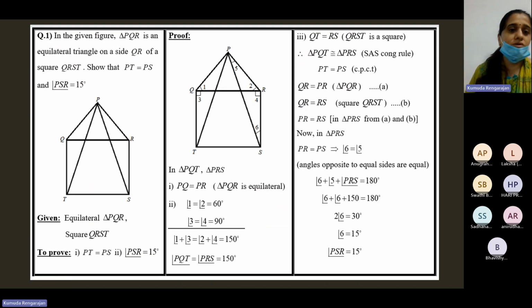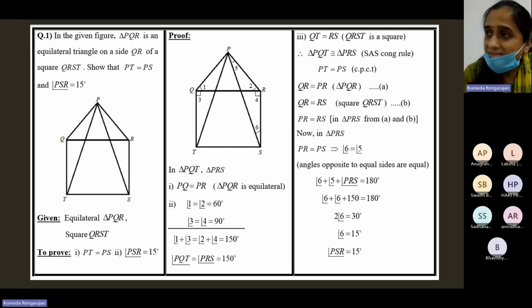So in the first one, children, in the figure, we see an equilateral triangle PQR, right? Equilateral triangle PQR meaning PQ is equal to QR is equal to PR. And we also have a square QRST. The quadrilateral below is a square. And again, in a square, all the sides are equal.